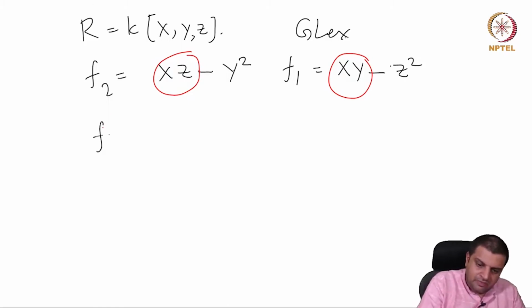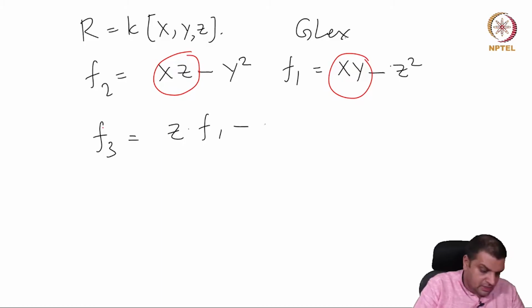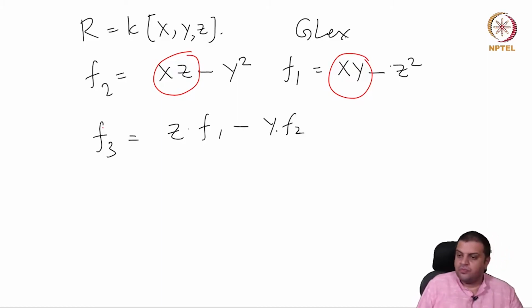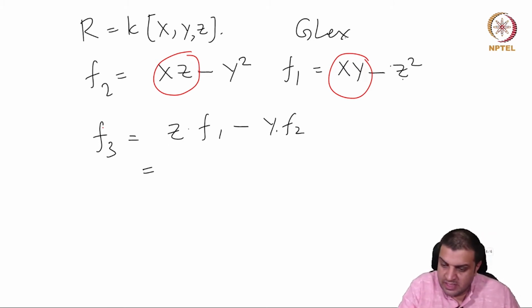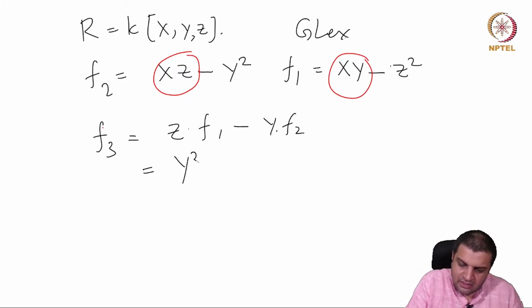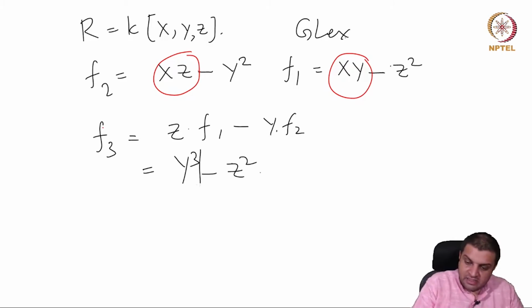So let's take f3 as z times f1 minus y times f2. Okay, z times f1 will give a z cube, and y times f2 will give a y cube, and this is y cube minus z squared. Okay, and its leading term is this.